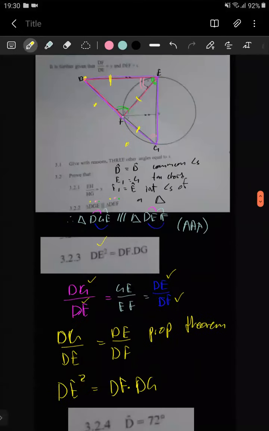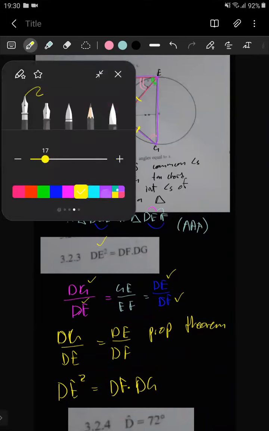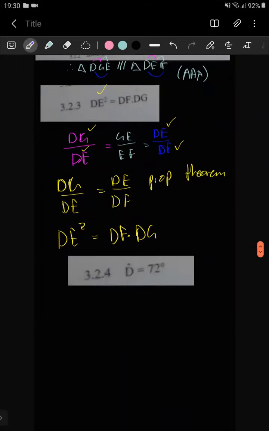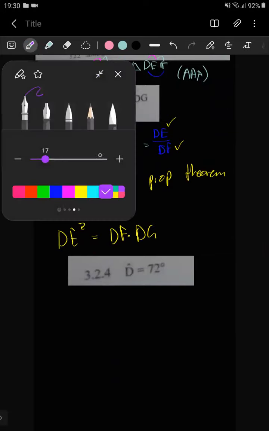So the next question is a bit weird. Now, looking at this triangle, it actually is starting to look a bit familiar, all of a sudden. But anyways, they want us to prove that angle D is 72 degrees. So if you're going to work with specific figures, then here you need to make use of theorems.